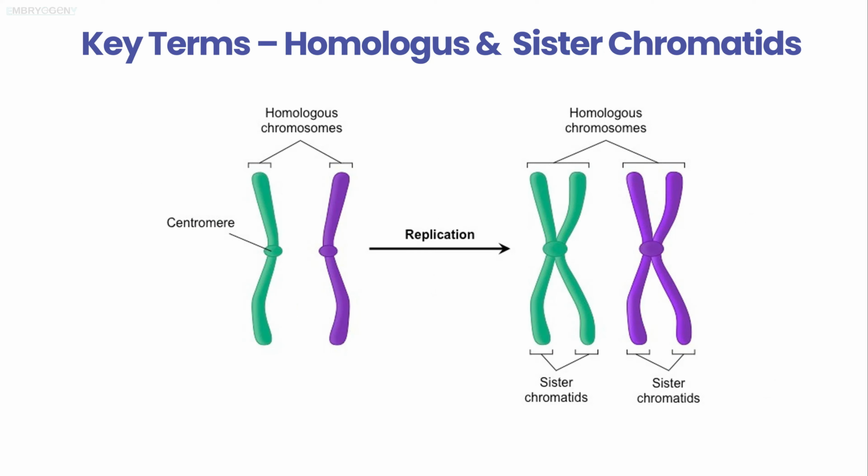Some key terms before we move forward. You must have heard homologous chromosomes as well as sister chromatids. Homologous chromosomes are chromosomes of equal length, equal position of the centromere, and have similar gene on their corresponding loci. We inherit one from our mother and one from our father. After replication, the homologous chromosomes are joined at the centromere and the arms are called sister chromatids.